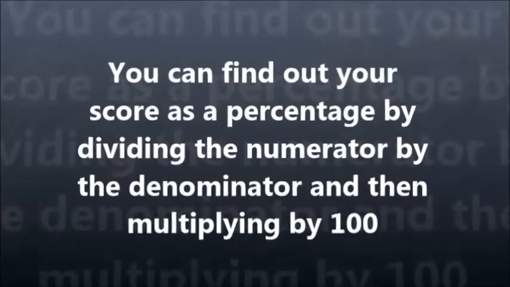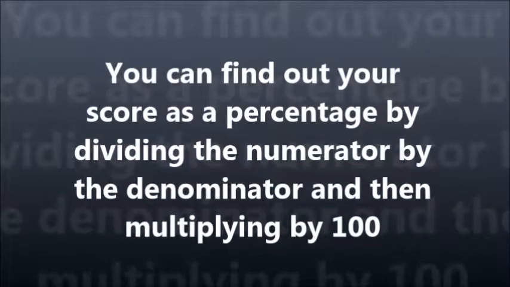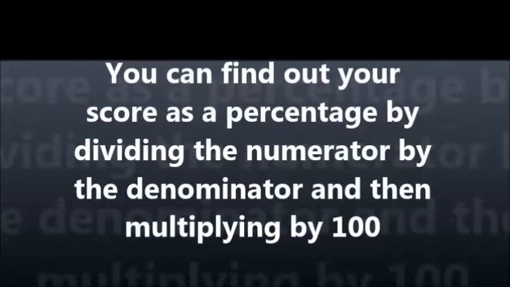Now another way you can find out your score as a percentage is by dividing the numerator by the denominator and then multiplying by 100. You can do this of course on the calculator, or you can do it with long division. Now there is a lesson all about long division on this channel. A playlist will be coming up at the end of the video.